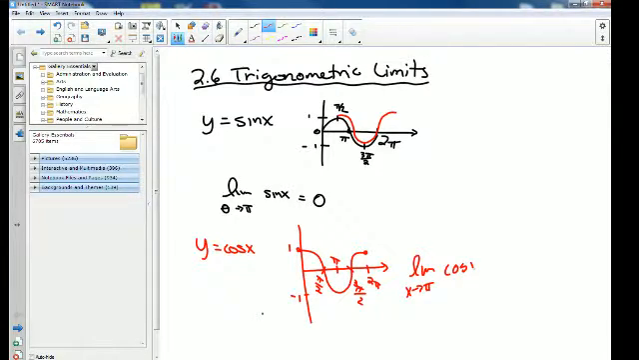Do you use x or theta? I used x this time. It doesn't really matter, it's just a variable. We can use English letters or Greek letters, take your pick. Wait, the other one's wrong then, because you did sine x as theta. Oops.